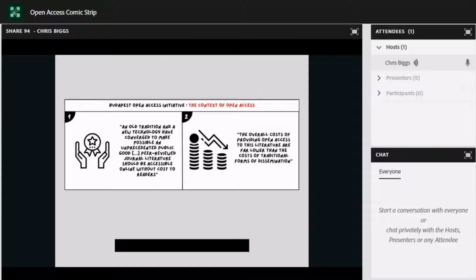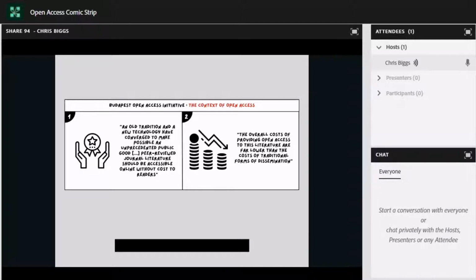The BOAI defines both a utopian benefit and a practical efficiency in the emergence of open access publishing. An old tradition and a new technology have converged to make possible an unprecedented public good. Peer-reviewed journal literature should be accessible online without cost to readers. Secondly, the overall costs of providing open access to this literature are far lower than the costs of traditional forms of dissemination.